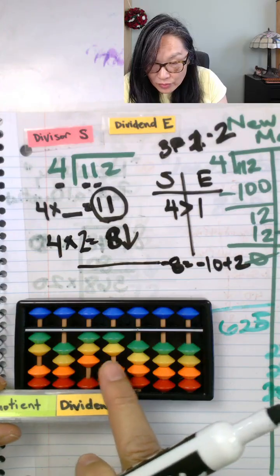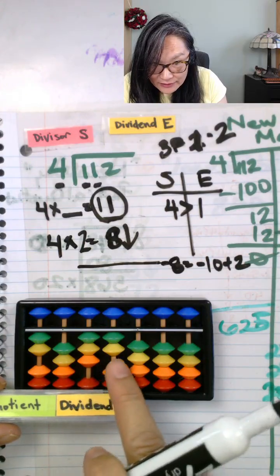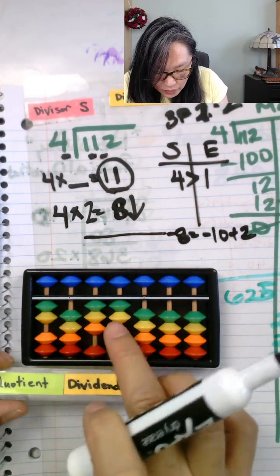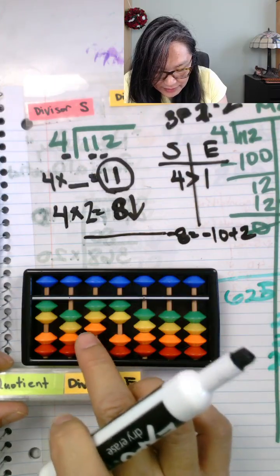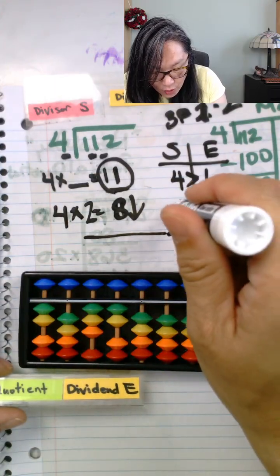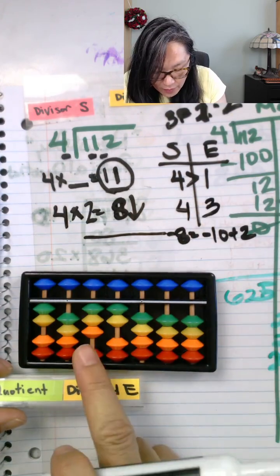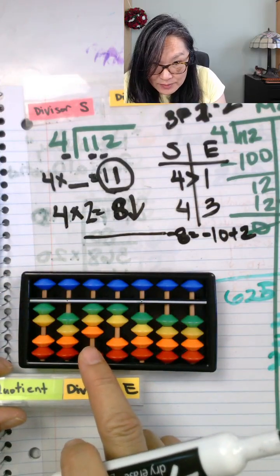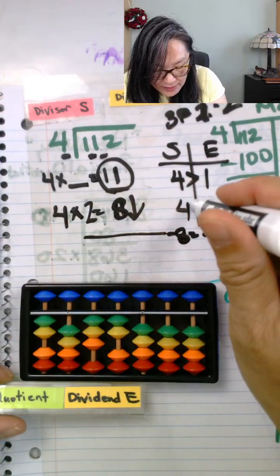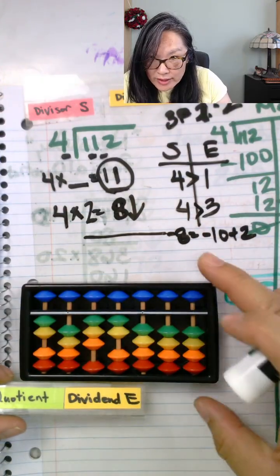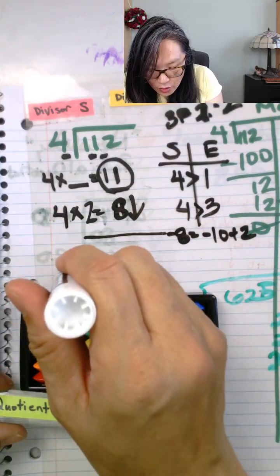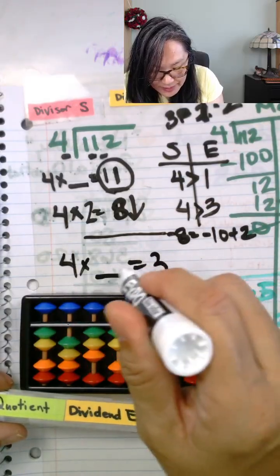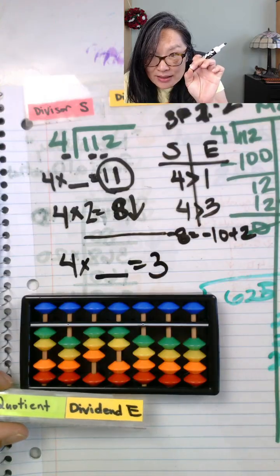So then my dividend, we still have something in the dividend. Because we have something in the dividend, now we're going to compare. We have 4 and 3. 4 is my divisor. 3 is my dividend. So now, because my divisor is bigger, what do I do? I already compared. I have to set it up. 4 times something is equal to 3. That doesn't make sense.